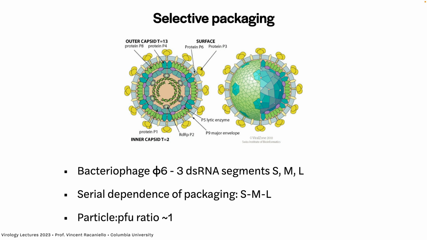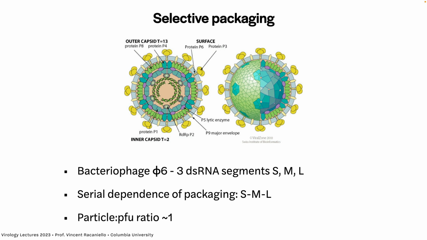And finally, the last mechanism of packaging is what we call selective. And this happens with some double-stranded RNA viruses. This happens to be a bacteriophage called Phi6, which has 3 double-stranded RNA segments, small, medium, and large. So this is a virus, again, with 2 capsids, and it displays a serial dependence of packaging. So the first RNA to go in, it has a small, a medium, and a large RNA, so named because they're small, medium, and large. The first one to go in is always the small RNA. It has sequences on it that ensure that it goes in first.